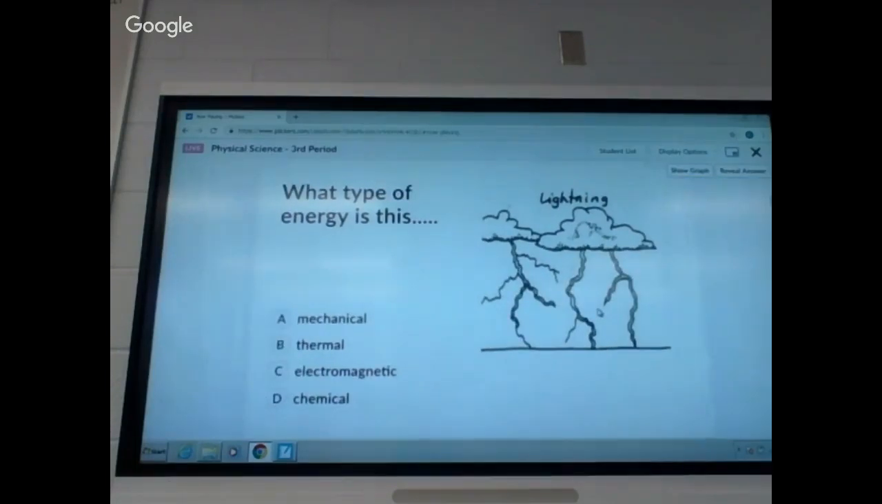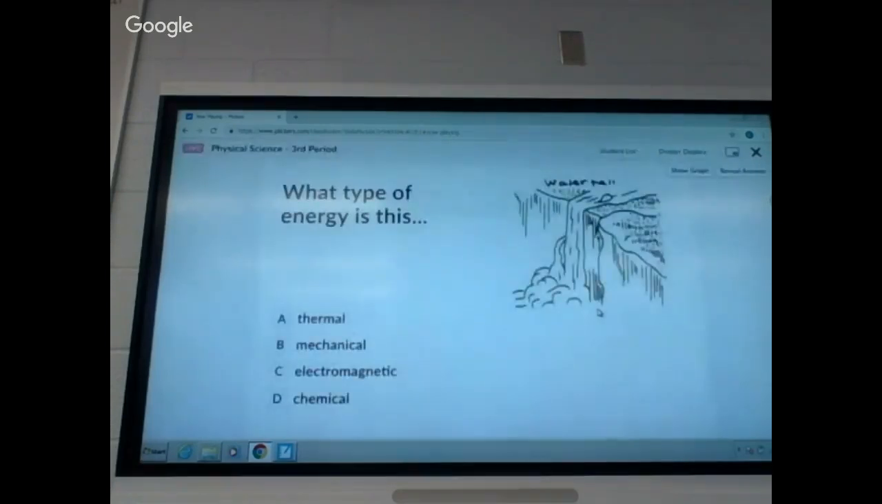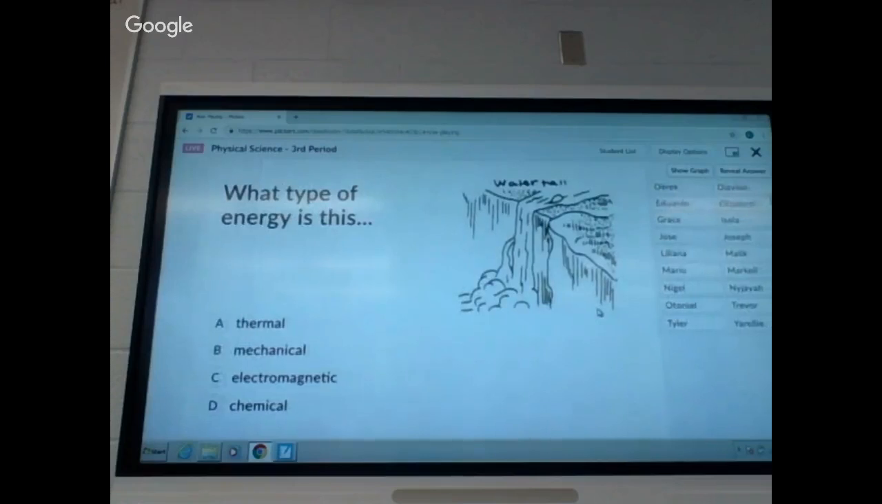You didn't even get your other. Who clicked Marvel? I mean, that's like the worst. Lightning is electricity, so it's electromagnetic. It's a waterfall. That's why I wrote it at the top.